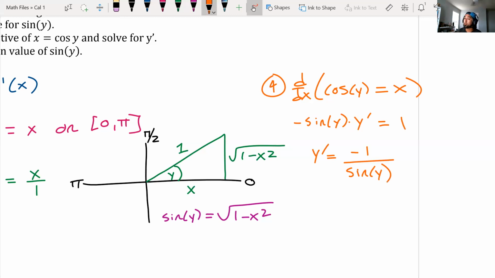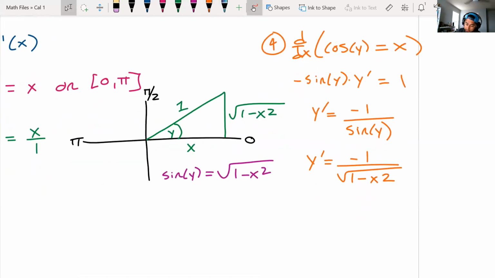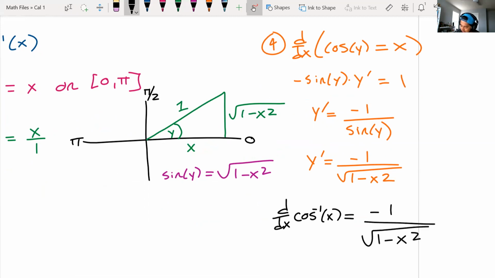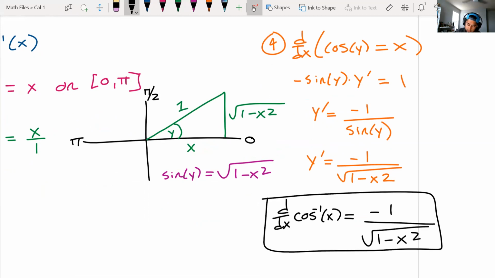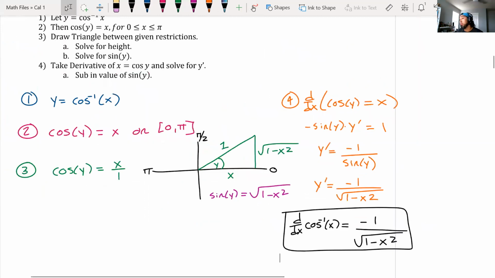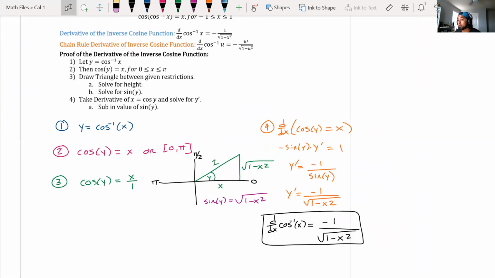And now make a quick substitution. What is the value of the sine of y? The square root of 1 minus x squared. There you go. And now here is the proven derivative for the inverse cosine of x. So we can now write it as such. d over dx of the inverse cosine of x is equal to negative 1 over the square root of 1 minus x squared. And there it is. Proven by trigonometry and calculus.